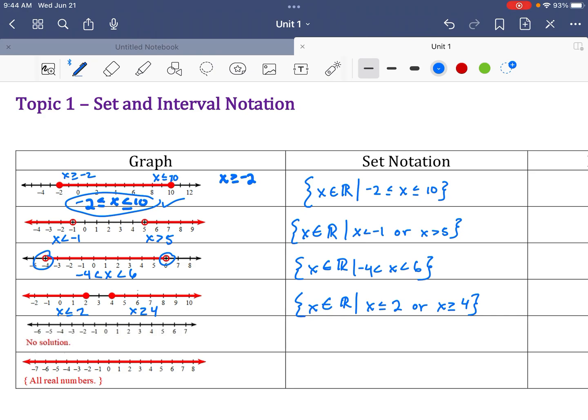All right, now when you have no solution, set notation is great, because you basically do this. You draw a set and you leave it empty. It's empty.